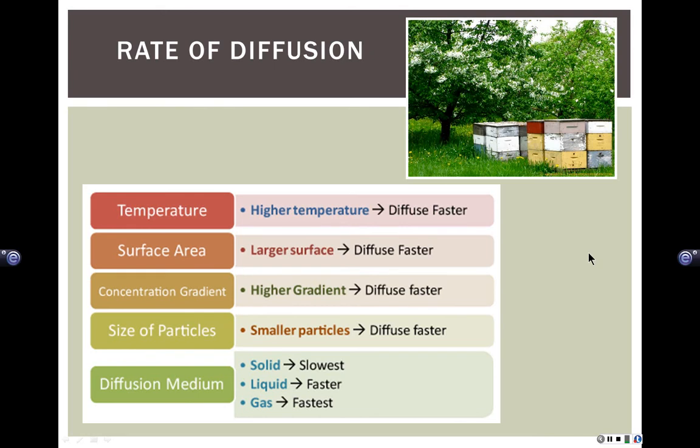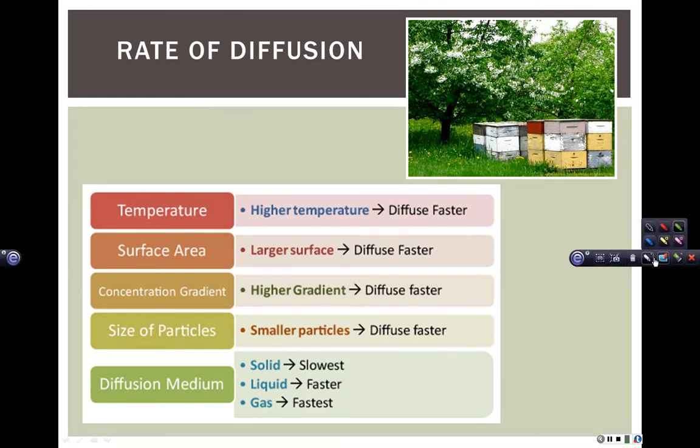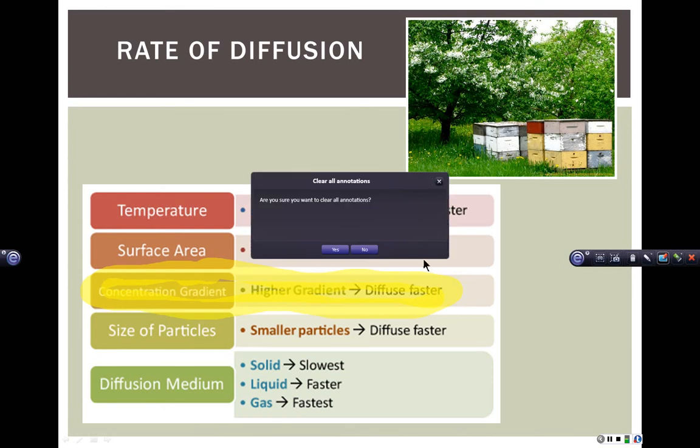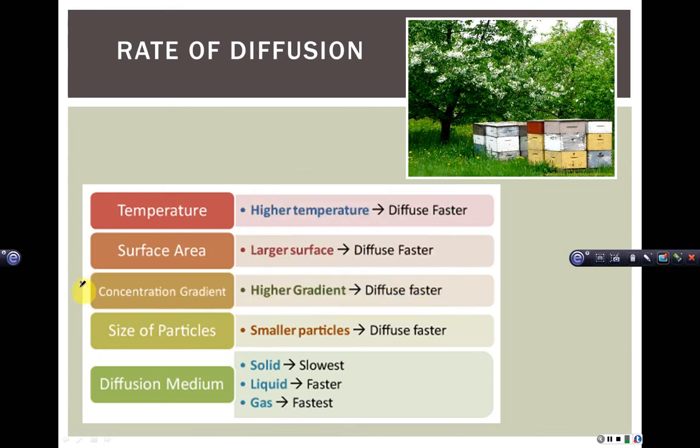In the little video that we just watched, they talked about the higher the concentration gradient, the quicker the rate of diffusion. And that is true. So if there is a bigger difference of the number of molecules or the percentage of molecules, a bigger concentration gradient, then the diffusion is going to happen faster. There are other variables as well.